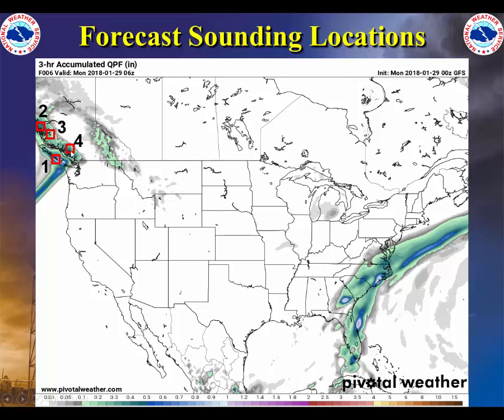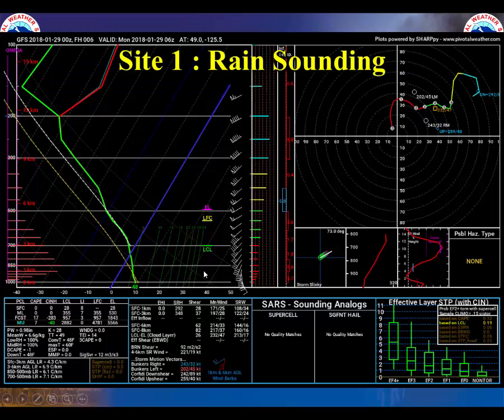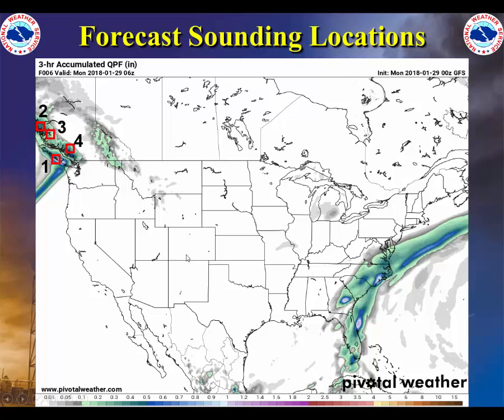So I've numbered these boxes where we take forecast soundings. Number 1 near the coast. And what you would expect, it looks like we'll have rain here, 48 degrees at the surface. Your freezing level is at about 740 millibars or so. So the profile becomes warm and stays warm once you get down below that area.